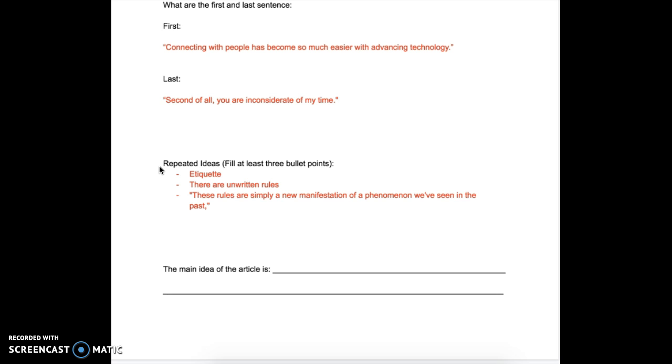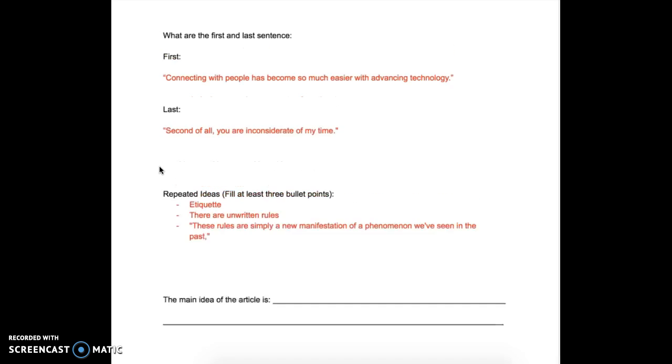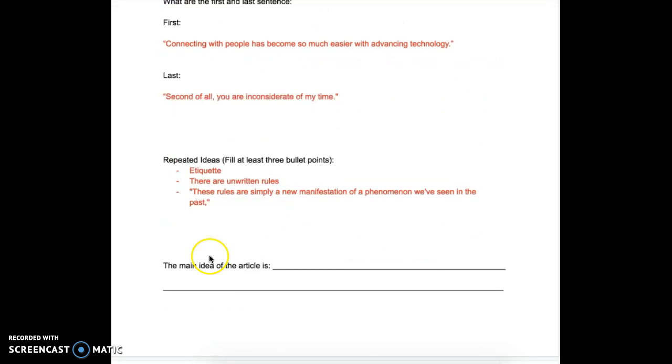I don't want to give that away, like I never do. I want you to be able to use the things that we've written down and read here to come up with your own sentence to answer what the main idea of the article is.